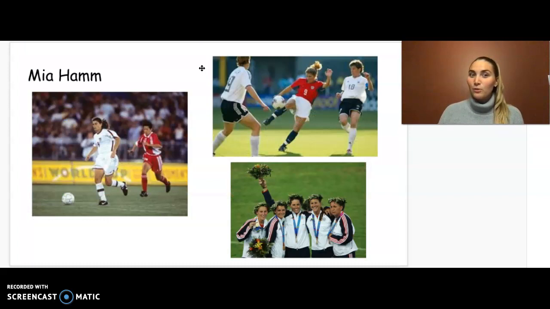So these are just a few more pictures of Mia Hamm. This is her playing soccer, and this one down here is her and some of her teammates when they won a gold medal in the Olympics.